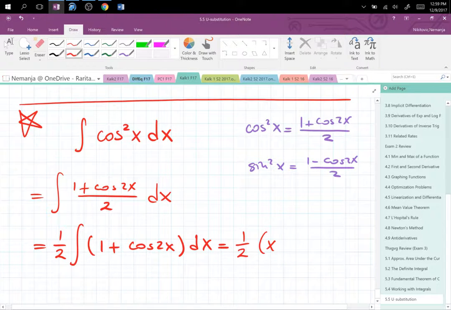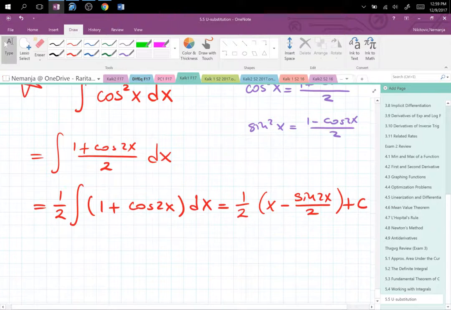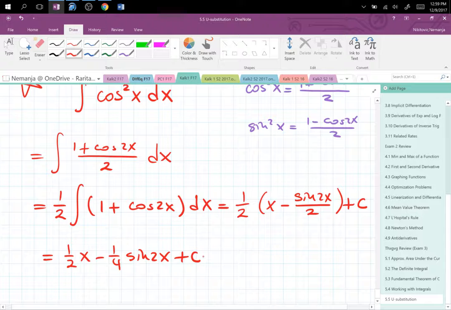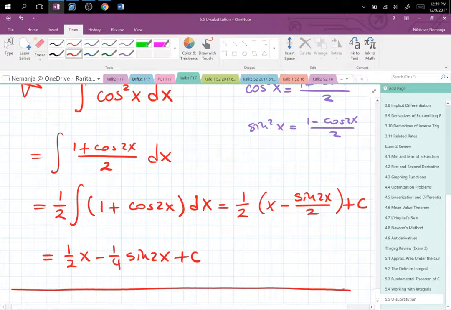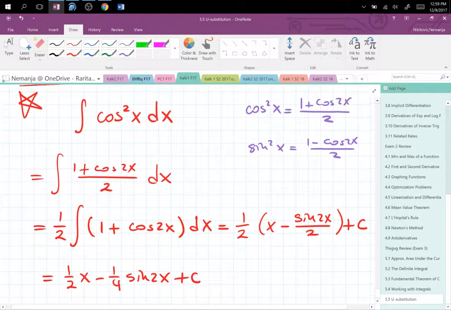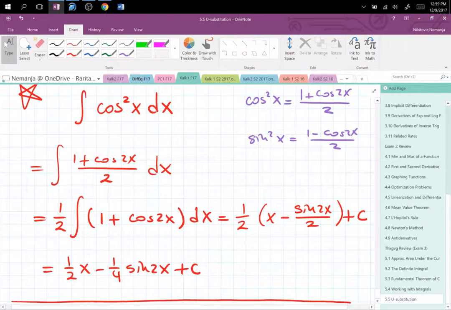The integral of a cosine is? Very good. And now you can distribute this 1/2. So it's 1/2 x minus 1/4 sine 2x plus c. This is the only way. If you are really looking for u-sub, go ahead, instead of using the formula, use the u-sub for that cosine there.